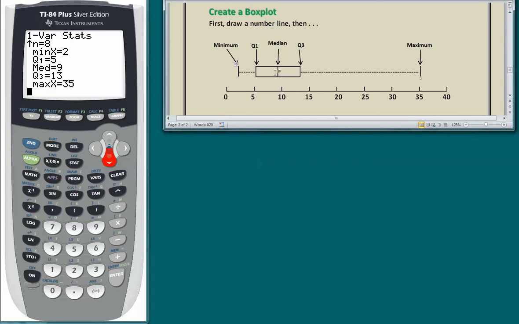So once I make these little marks here, then I enclose them in a box. I make a horizontal line on top and a vertical line on the bottom, and now I have my box for my box plot. Then I simply draw a line from Q1 over to the minimum, and I draw another line from Q3 over to the maximum.